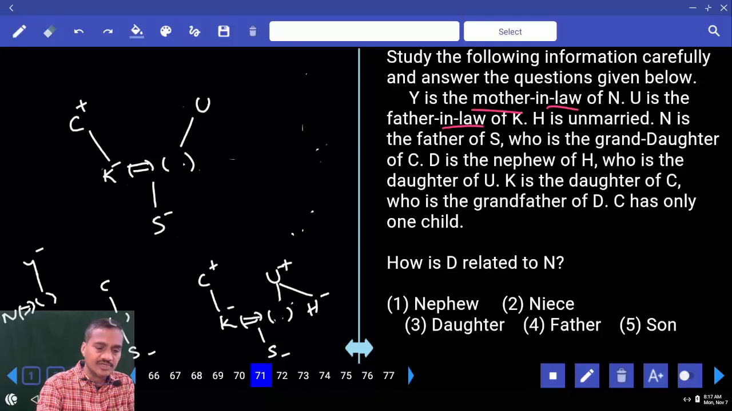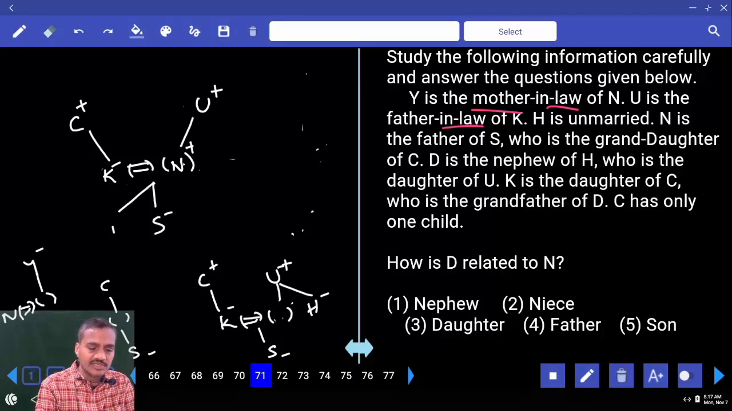U is the father-in-law of K. And next one, H is unmarried. And N is the father of S. Now N will be here, father of S. S is the granddaughter of C. D is the nephew of H.